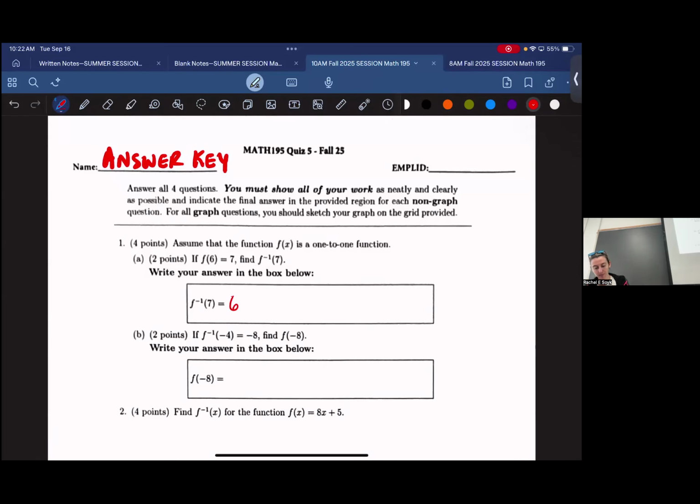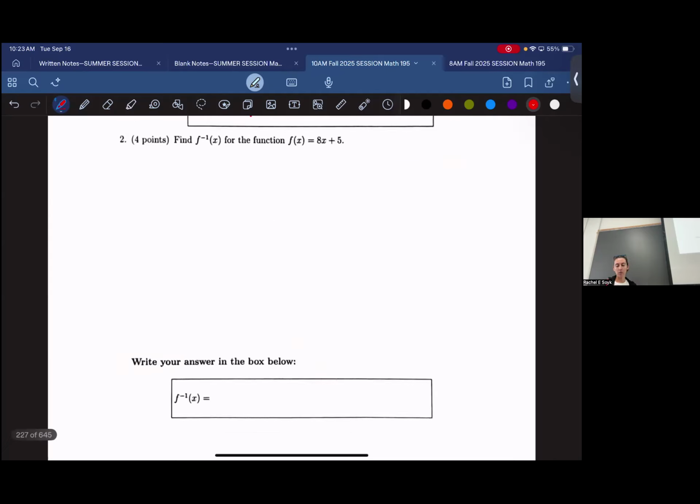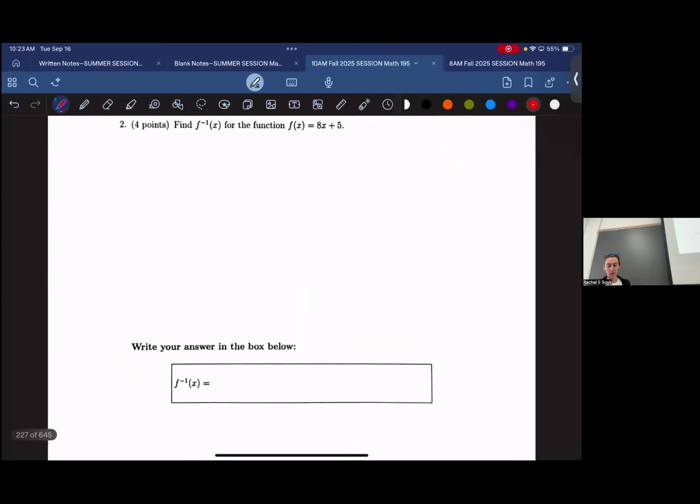Exactly, good. Part B, we have if f inverse of -4 gives you -8, then what is f of -8? -4. Right. Easy, 4 points. Let's move on to question 2.